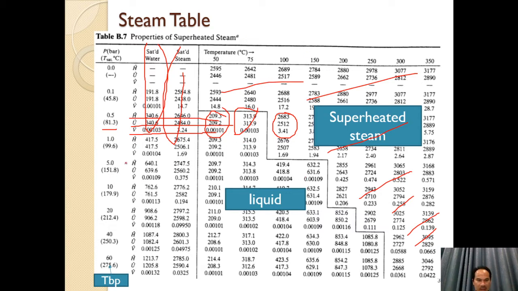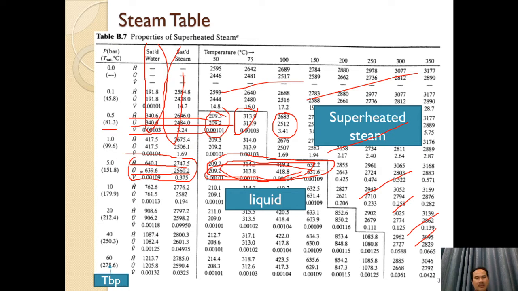And also for 5 bar, the saturation temperature is 151.8. The properties at that condition are the enthalpy of the liquid, enthalpy of the steam, internal energy of the liquid, and internal energy of the steam. Also at 50, 75, 100, 150, this is also liquid phase. It should be subcooled liquid.